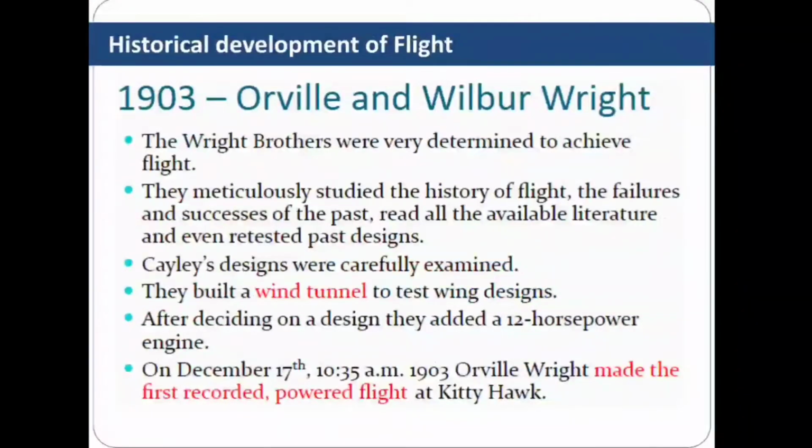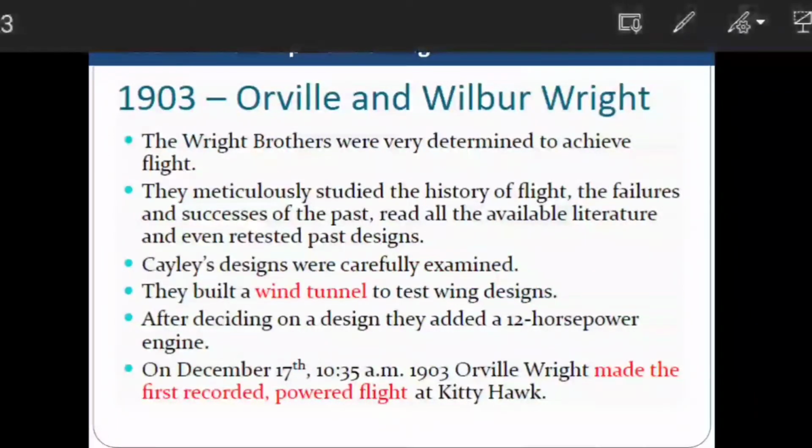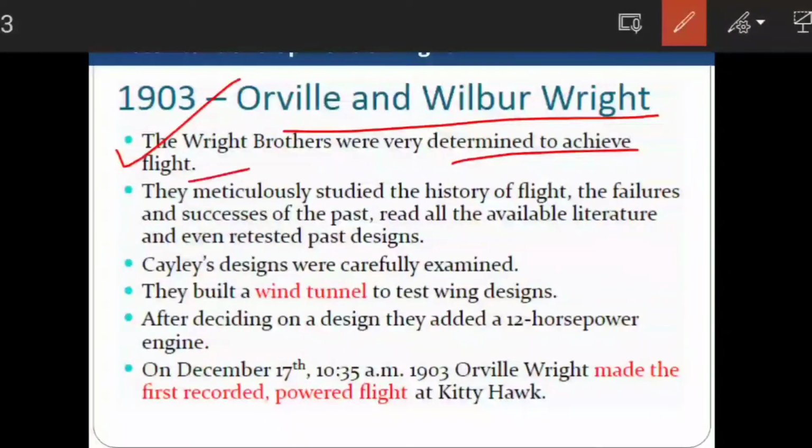After that, finally in 1903, the brothers Orville and Wilbur came into the picture. The Wright brothers were determined to achieve flight. They studied the history of flight, the failures and successes of the past, and read all the available literature and past designs. Then Cayley's design was carefully examined. They built a wind tunnel to test the wing design. After deciding on a design, they added a 12 horsepower engine.